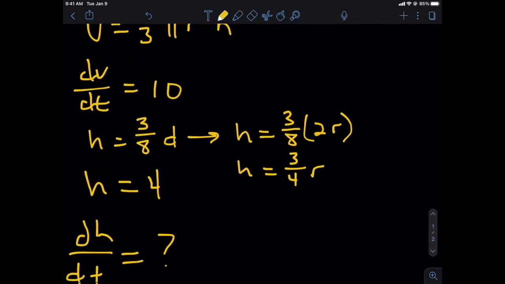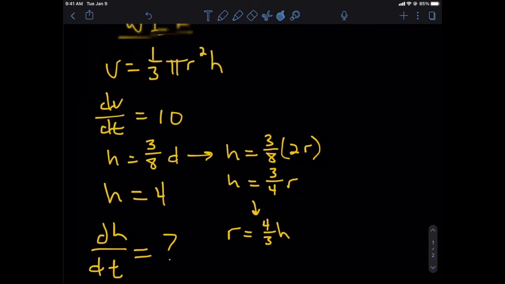I don't want h equals, though, because that would allow me to replace h in my equation, and I want to replace r, so I'm going to multiply both sides by the reciprocal of 3/4 to get r equals 4/3 h. I take this expression now, and in my volume formula, I'm going to replace r with the 4/3 h.